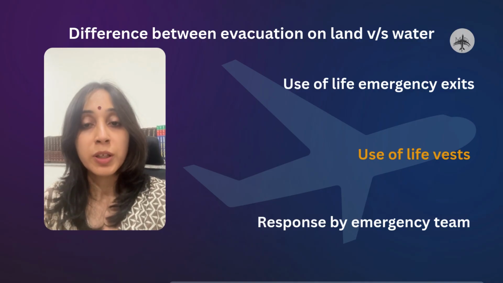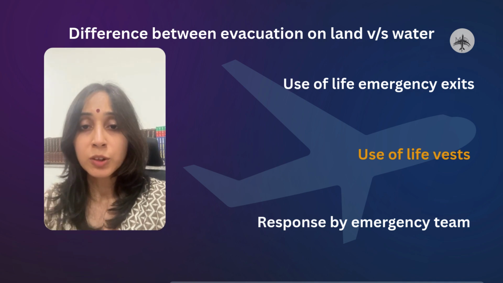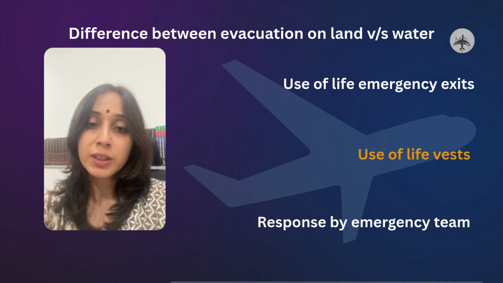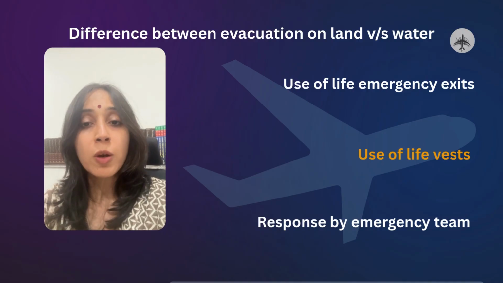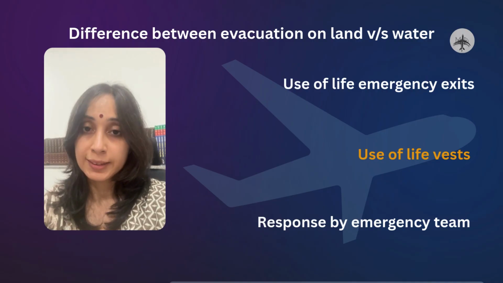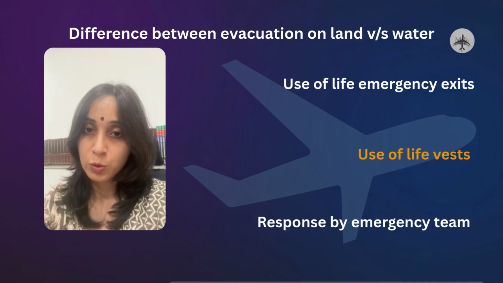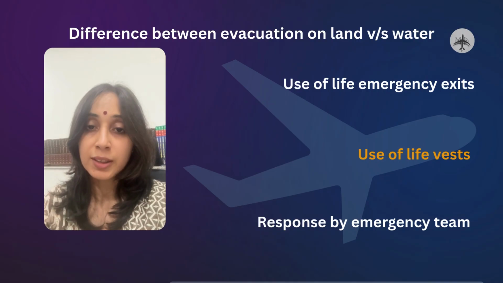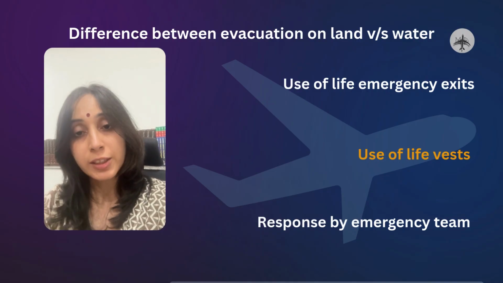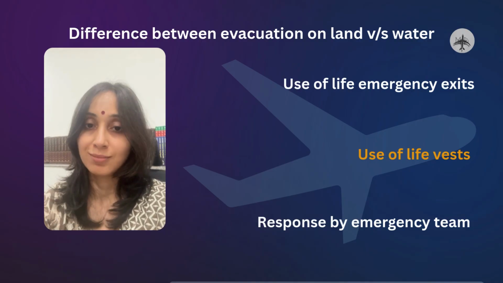While on land, you may use all exits including overwing exits. In certain aircraft, overwing exits are not opened in case of ditching, which is evacuation over water. Crew may also ask you not to use an exit because of high water levels outside. You must adhere to crew instructions, and also ensure that you are wearing your life vest. You must know when to inflate your life vest and how to help your children or infants along.